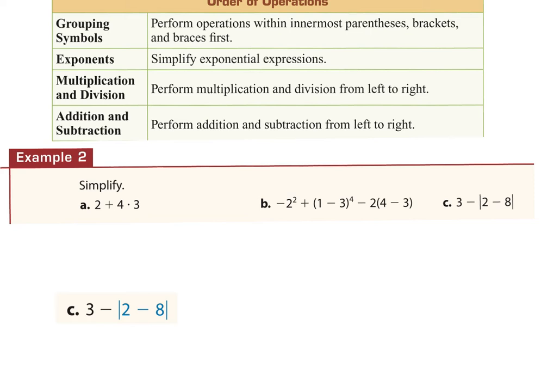So if I were to look at example 2, I have 2 plus 4 times 3. What am I going to do first? The multiplication. All right, I don't have any grouping. I don't have any exponents. The next thing I do is multiplication and division. My multiplication and division here, well, that's this guy. 4 times 3. What is 4 times 3? Yes, it's 12. Now I just have addition, so my answer here is going to be 14.